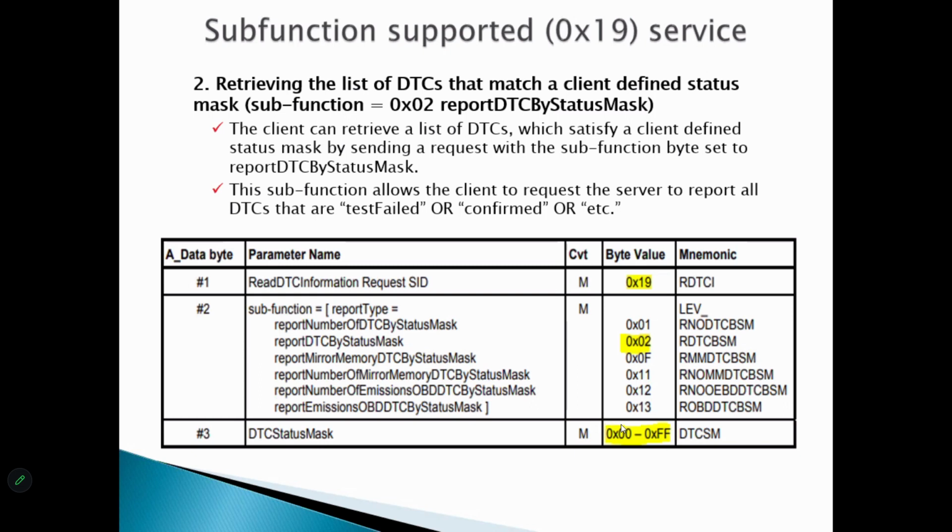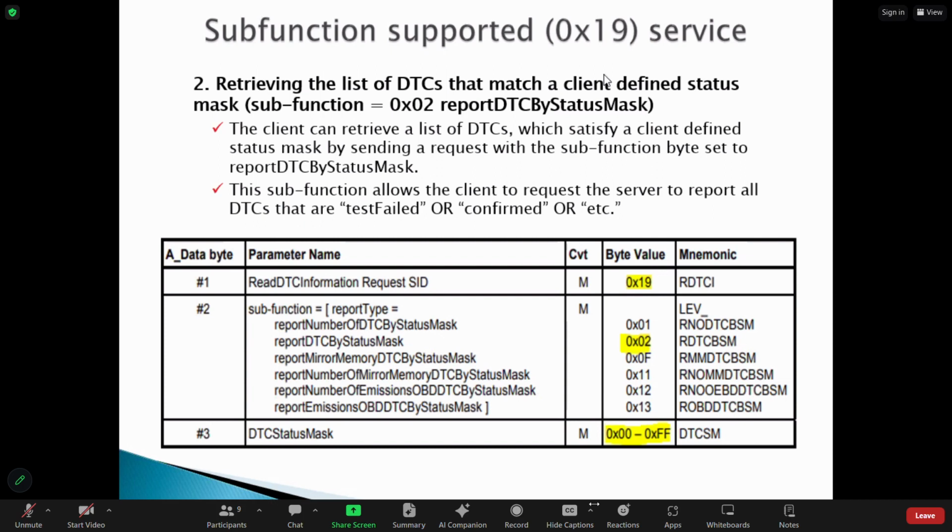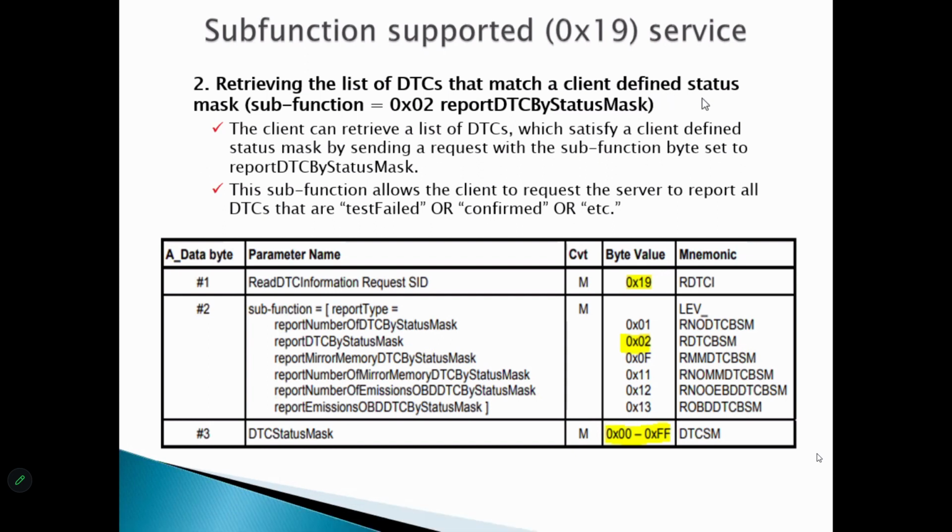The client defined status mask. So there it was retrieving the count of DTCs. Now here, retrieving the list of DTCs. Okay, that matches a client defined status mask. So the name of this subfunction is report DTC by status mask.